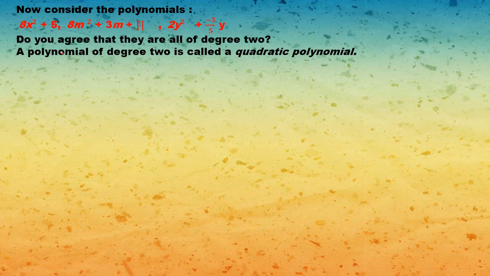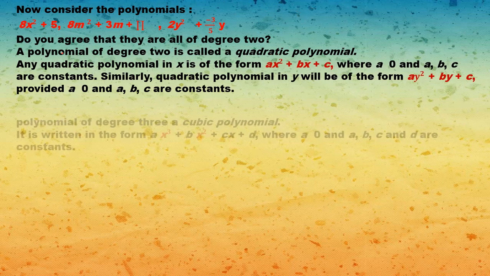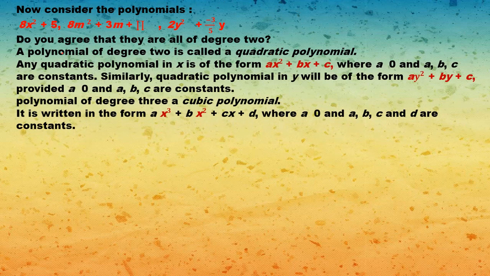Now what about a polynomial whose degree is 3? That polynomial is known as a cubic polynomial. Now, what will be the standard form of the cubic and quadratic polynomial? If the variable is x, ax square plus bx plus c is the form of a quadratic polynomial, where a, b and c are constants, that means numbers.